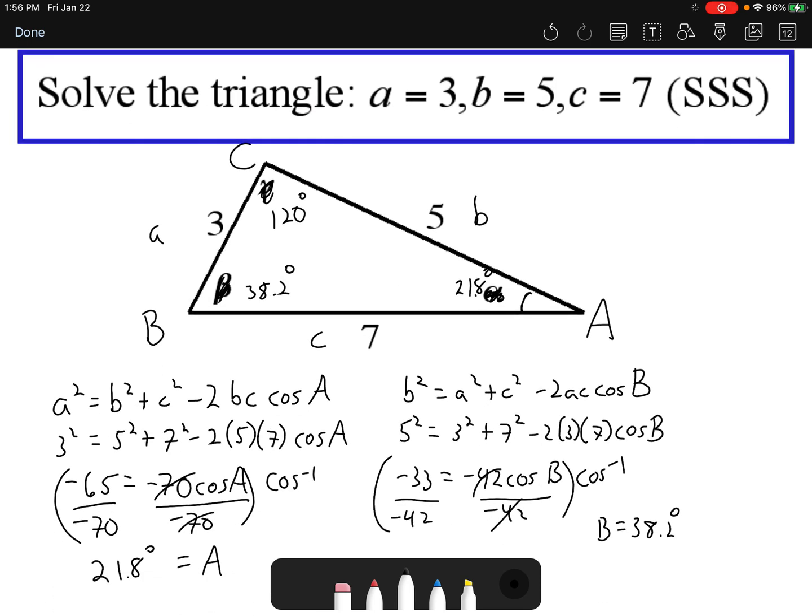And that is it, guys. Welcome to the law of sines, or cosines.